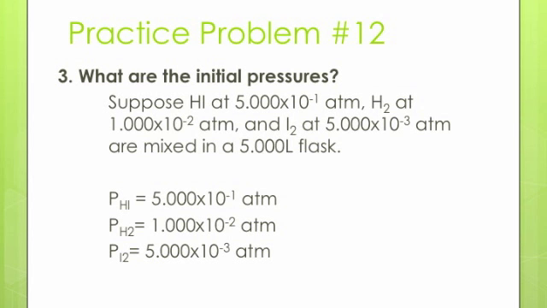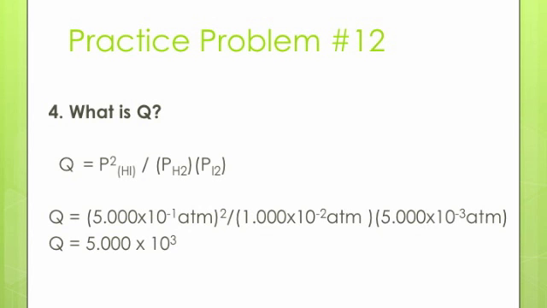If we go back and read the problem, it says suppose HI at 5 times 10 to the negative first atmospheres, hydrogen gas at 1 times 10 to the negative second atmospheres, and iodine gas at 5 times 10 to the negative third atmospheres are all mixed in a 5-liter flask. These are all given pressures, so the volume of the flask does not make a difference. So the pressures are as given.